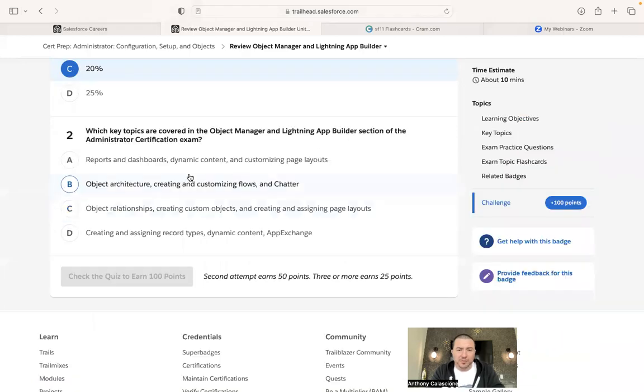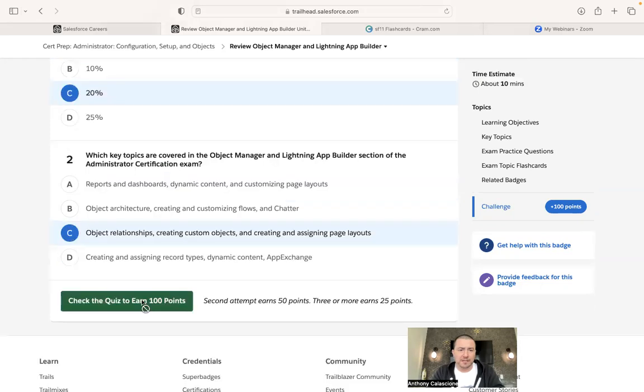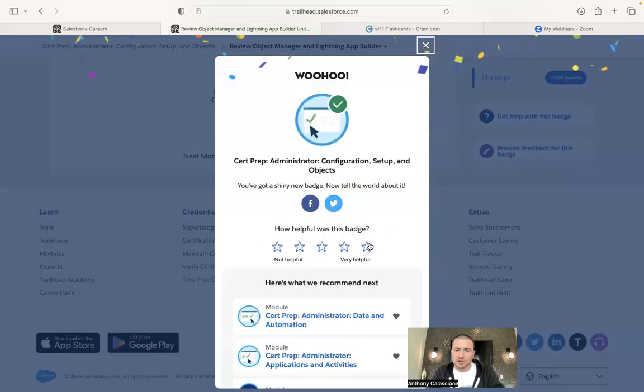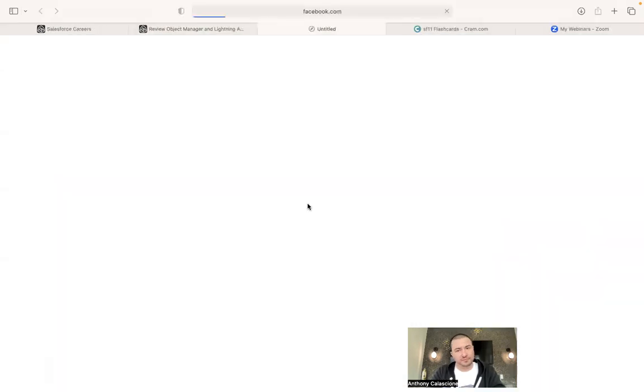A, reports and dashboards, dynamic content, and customizing page layouts? No. B, object architecture, creating and customizing flows and chatter? No. C, object relationships, creating custom objects and creating and assigning page layouts? Maybe. D, creating and assigning record types, dynamic content, app exchange? No. We're gonna go to C. Okay, cool. All right, so let's go ahead and do some more posting.